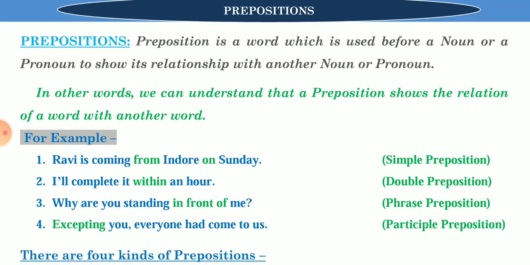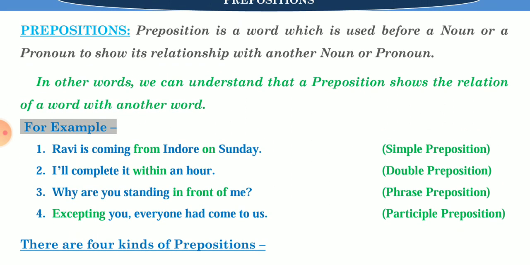Let's see some examples. For example, Ravi is coming from Indore on Sunday. Here there are two prepositions, from and on. These are simple prepositions. I'll complete it within an hour. Within is also a preposition, a double preposition. Why are you standing in front of me? In front of is a phrase preposition. And excepting you, everybody had come to us. Here excepting is a participle preposition.